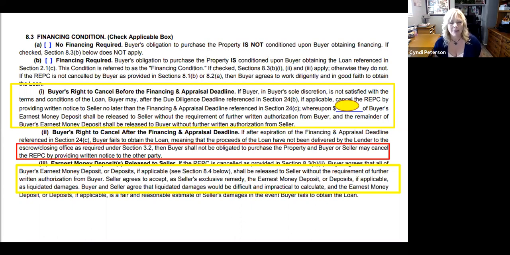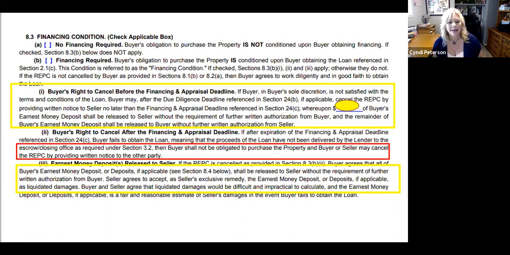Whereupon, and there is an amount there that you could actually have. So if you were writing an offer for somebody and you were up against a whole bunch of other people, you knew that was the situation, just make sure that if they're going to increase their earnest money, that's where you would put it. But what you're doing there is saying that if they do cancel it after that point, that portion of the buyer's earnest money shall be released to the seller.